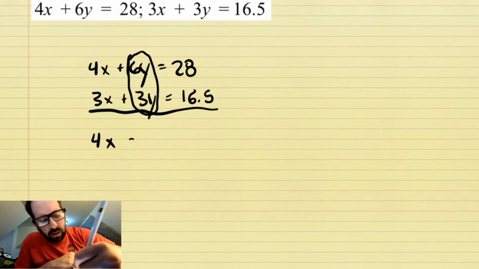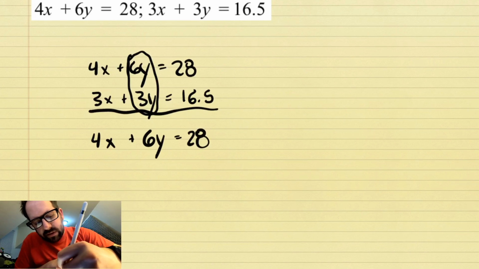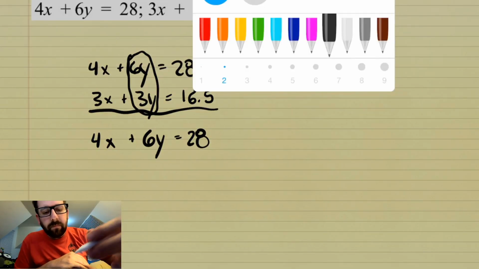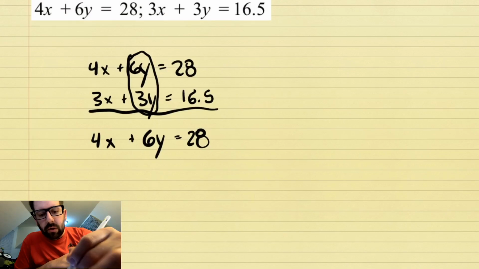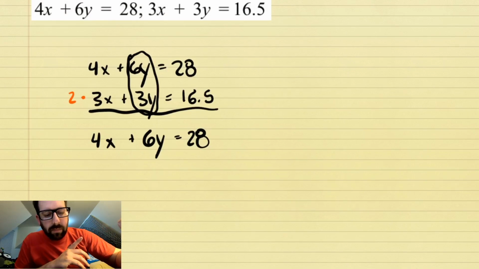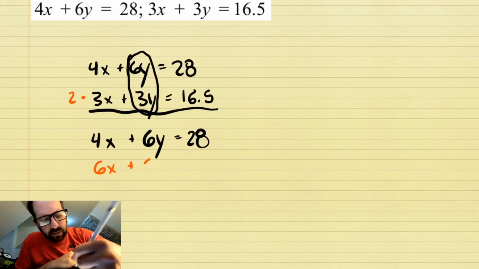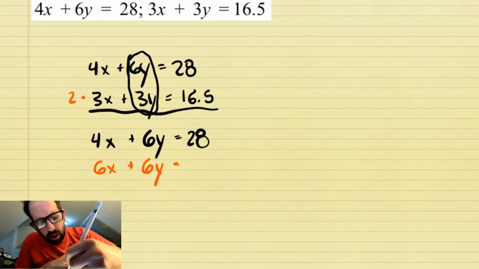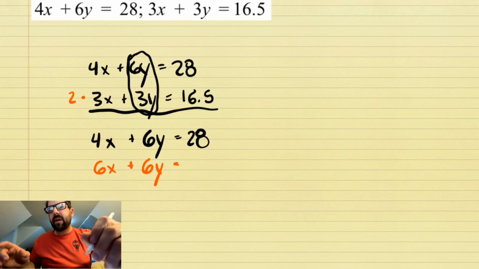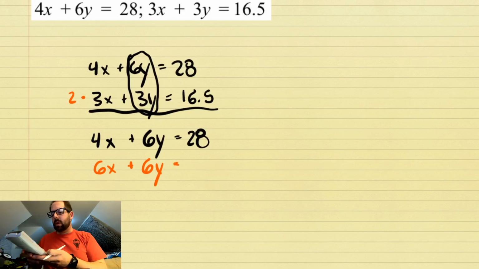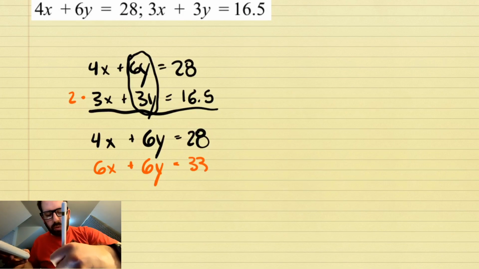So the top row, I'm going to leave it alone. The reason why? It already has a 6. The bottom row, I'm going to use a different color here, I'm going to multiply everything by 2. The y is 3, I want to make the y a 6. So by multiplying everything by 2, I have a 6x, a 6y, and 16.5 times 2. It's a nice clean number. 16.5 times 2, 33.